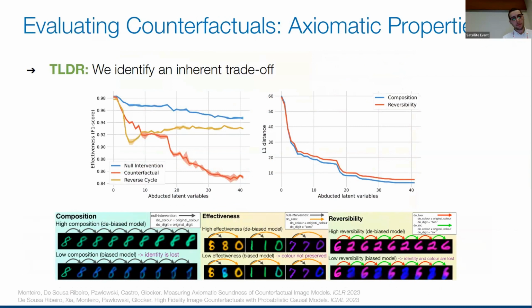Okay, so I won't bore you too much with results in terms of numbers and stuff, but one thing we identified is that there's an inherent trade-off between these properties. We can see here on the x-axis, as we abduct fewer and fewer latent variables, the counterfactual becomes more effective. And the opposite is true for composition and reversibility.